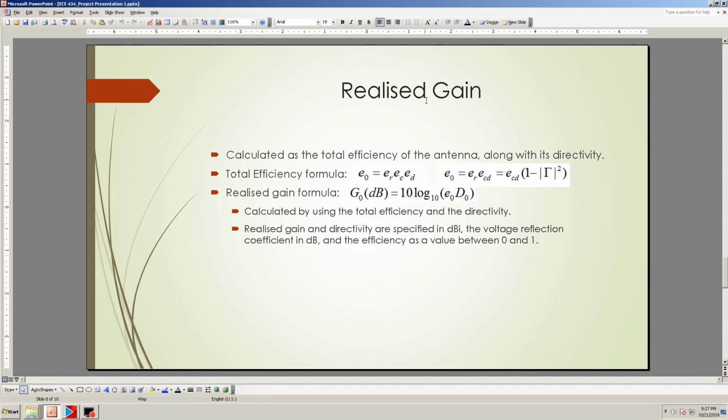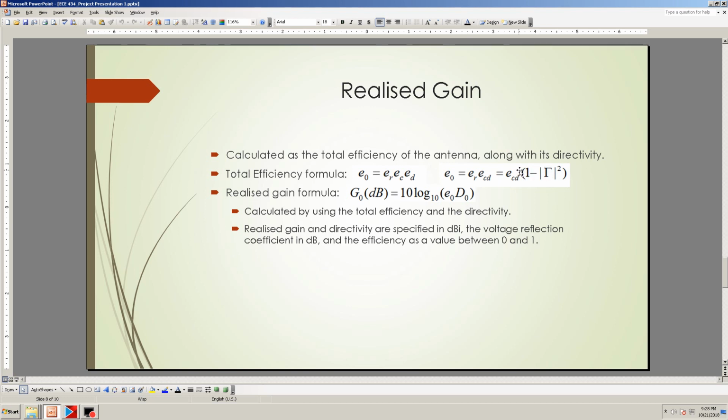The total efficiency formula is written as this formula right here, where this e_r term is the reflection mismatch efficiency, e_d is the dielectric efficiency, and this e_c term is the conduction efficiency. However, the dielectric and conduction efficiencies are usually grouped together, so they're measured and known as e_cd, which is this term right here. When you group those together, your total efficiency may be written in this format, or in this equation right here.